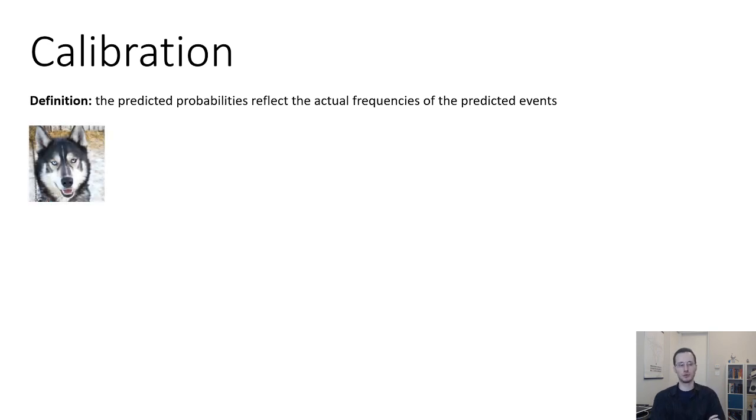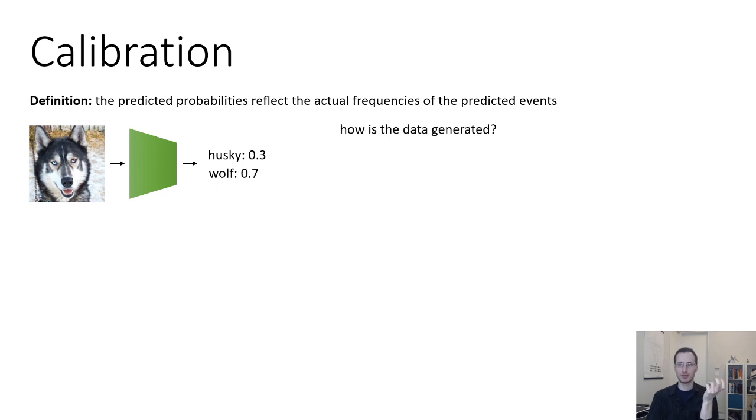Let's go back to our wolf-dog example. Let's say that your neural net looks at this and it says this is 30% likely to be a husky and 70% likely to be a wolf. So these are the outputs from your softmax. What do these numbers actually represent? Well, they're probabilities. They're probabilities of some event. But which event? So when we say the predicted probabilities reflect the actual frequencies of the predicted event, what event are we referring to?